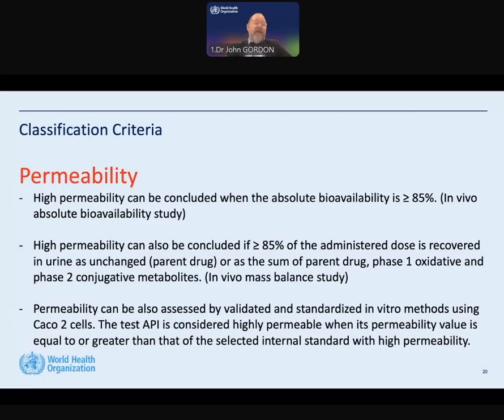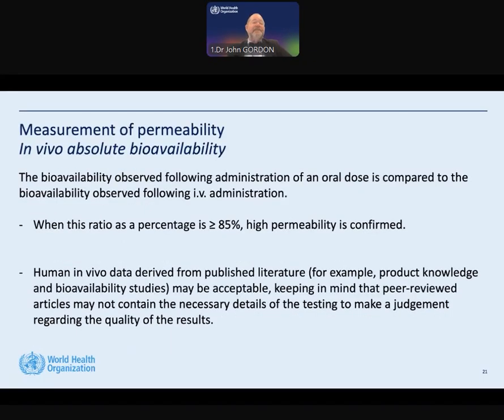But also, thirdly, permeability can be assessed as per the guideline using validated and standardized in vitro methods using Caco-2 cells. So this guideline makes a provision for using in vitro Caco-2 systems to assess the permeability of APIs. The test API is considered highly permeable when its permeability value is equal to or greater than that of selected internal standards in the experiment with known high permeability. So three different approaches to assessing the permeability of an API.